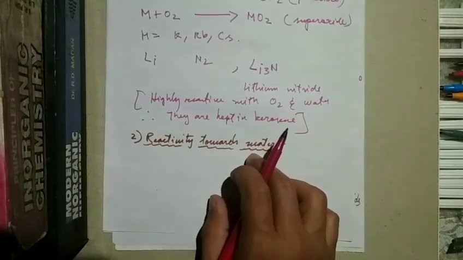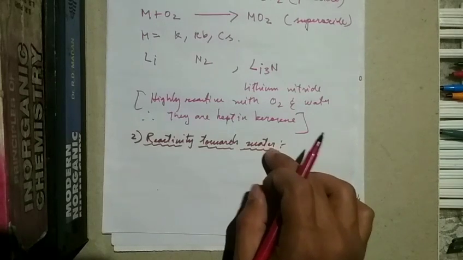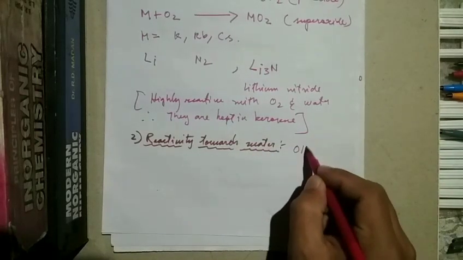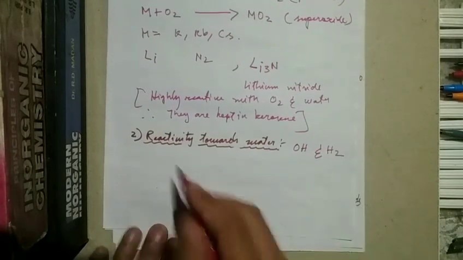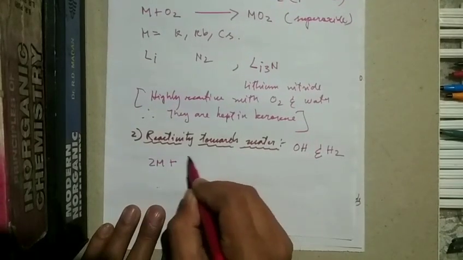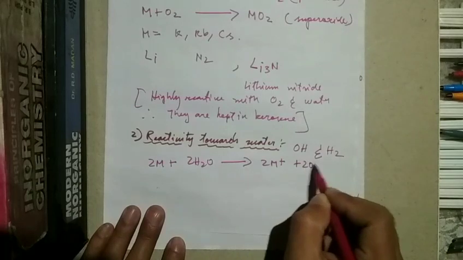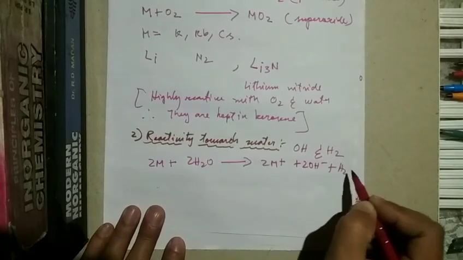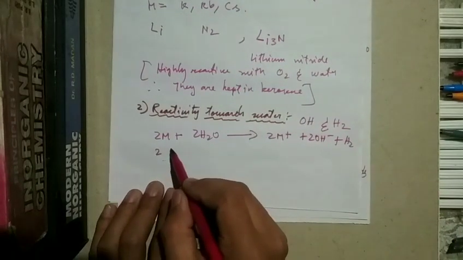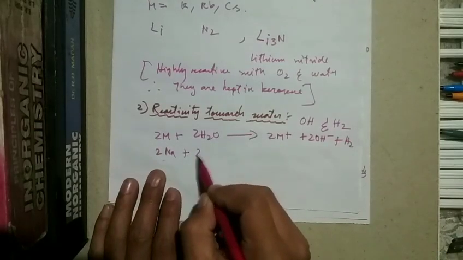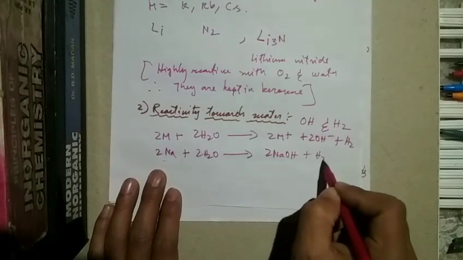Now let's come to the second one, reactivity towards water. These alkali metals react with water to give hydroxide and dihydrogen. Let's see the reaction: 2M plus 2H2O gives 2M+ plus 2OH- plus H2. This H2 is evolved. For example, 2Na plus 2H2O gives sodium hydroxide and H2.